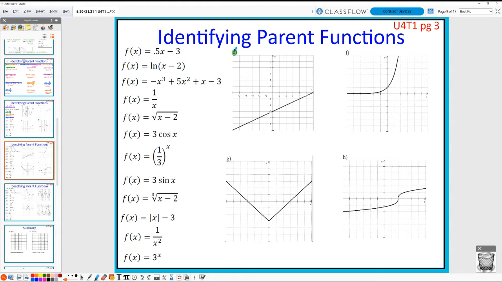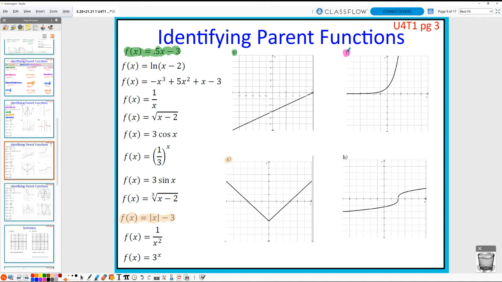Linear, we're very, very familiar with that, so I'm not going to talk too much about it. That's our only one with a straight line. And I'm going to jump down to g for a second. This is going to be my absolute value. This is the one with the v. If you see a v, that's going to be my absolute value function.